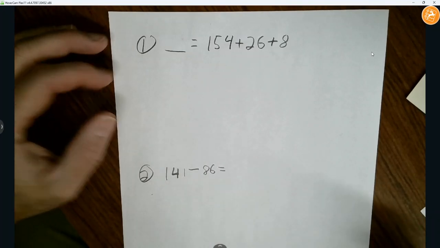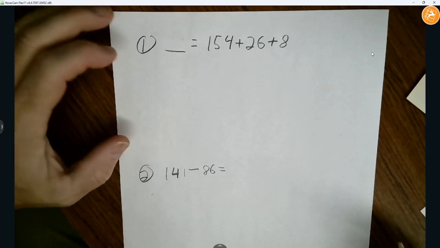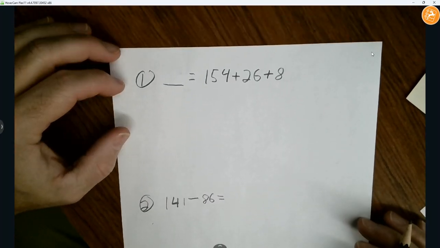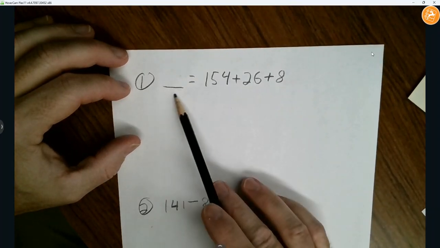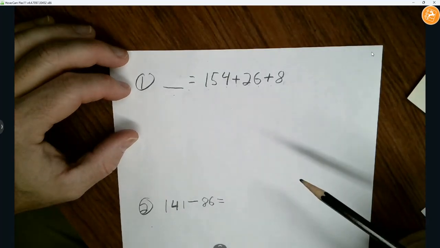All right. So this is Mr. Short. We're helping with the module assessment for second grade right now. So let's look at the first one we have here. Number 1. We have blank equals 154 plus 26 plus 8.